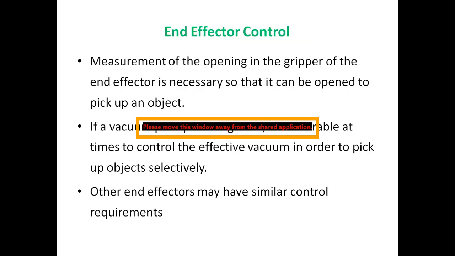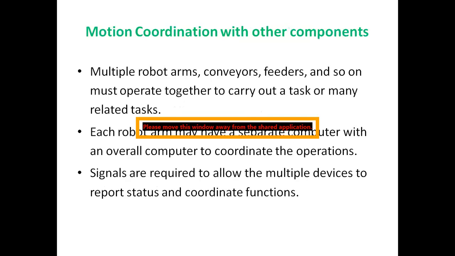Finally, we'll have end effector control. That is the measurement of the opening in the gripper of the end effector so that it can be opened to pick up an object. The vacuum in the end effector is designed to control the effective vacuum in order to pick up objects. Other end effectors will have similar control requirements.